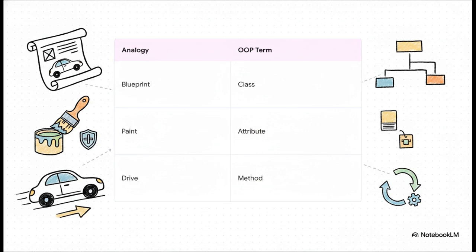Let's use a car as an example. The blueprint for the car is our class. The specific properties of the car, like its paint color or its brand name, are called attributes. In code, attributes are really just variables that belong to the object. Finally, the actions the car can perform, like driving or braking, those are called methods. And methods are simply functions defined inside the class. It's the exact same logic you use to navigate the physical world, just translated into code.